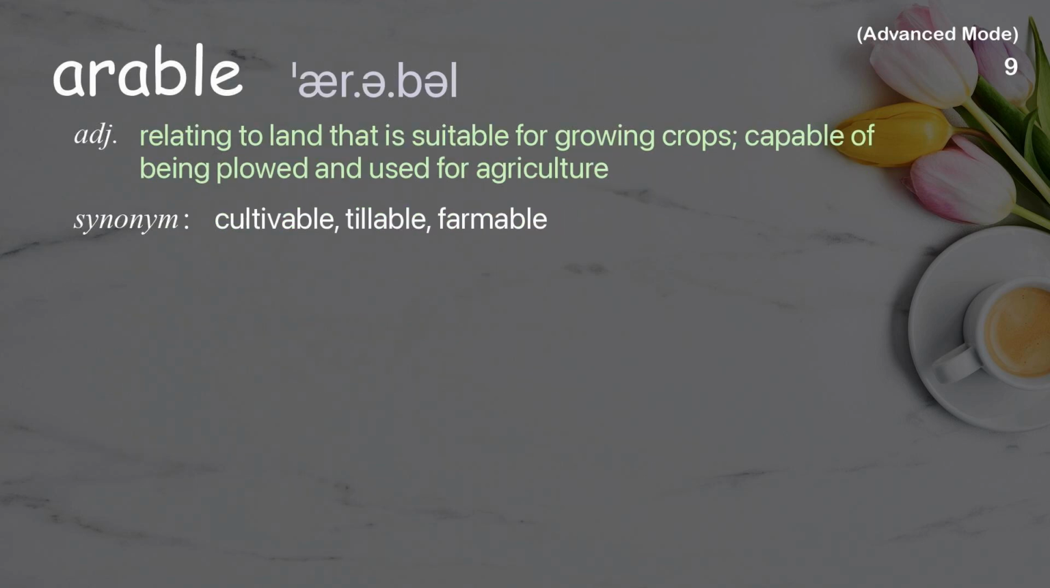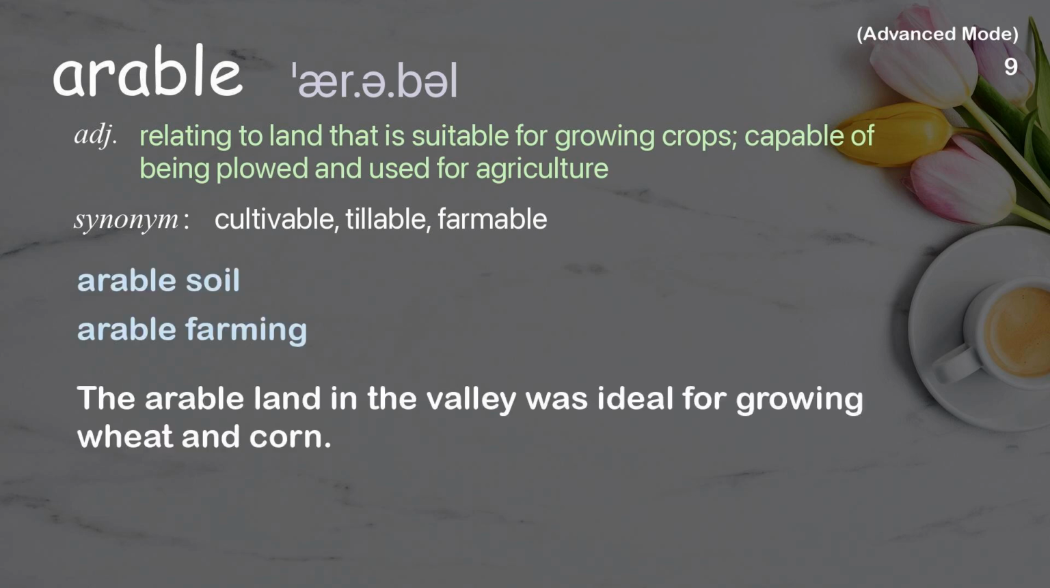Arable. Relating to land that is suitable for growing crops, capable of being plowed and used for agriculture. Examples: Arable soil. Arable farming. The arable land in the valley was ideal for growing wheat and corn.